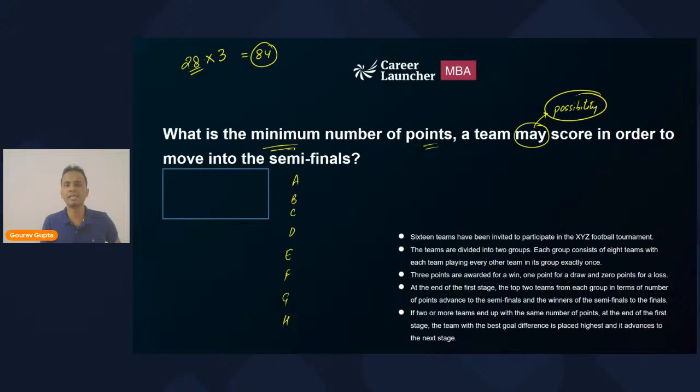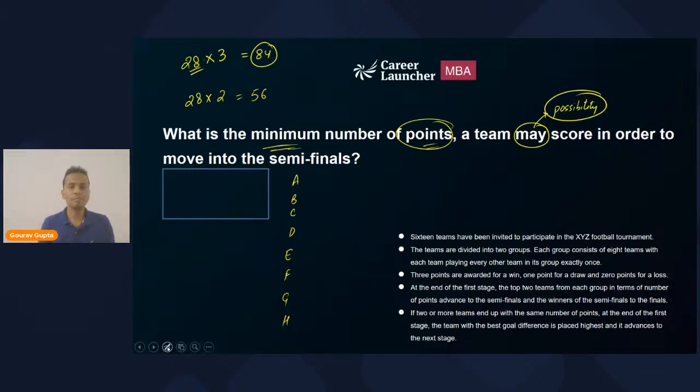Now, since we have to minimize the number of points, we should also be minimizing the total points which will be distributed. So if each of these 28 matches results in a draw, every match is a draw, okay? In a draw between two teams, each of these teams will get 1 point, right? So every match, 2 points will be distributed. So in 28 matches, 28 into 2, 56 points will be distributed, right? Fine. So we should be minimizing the total number of points.